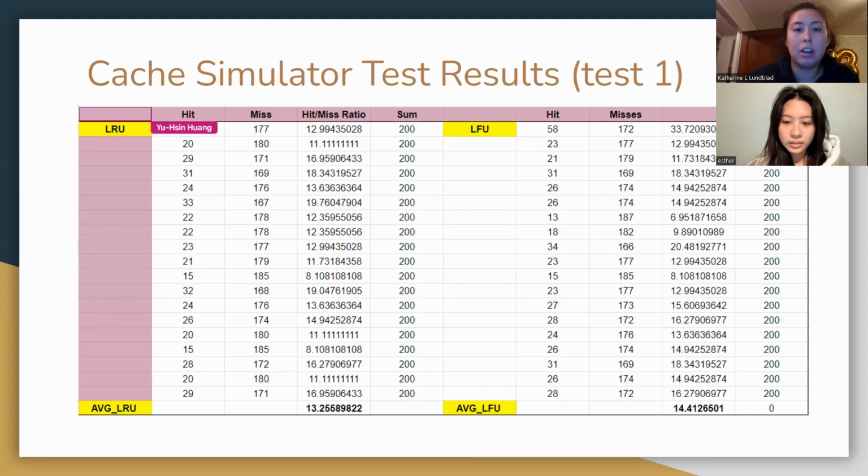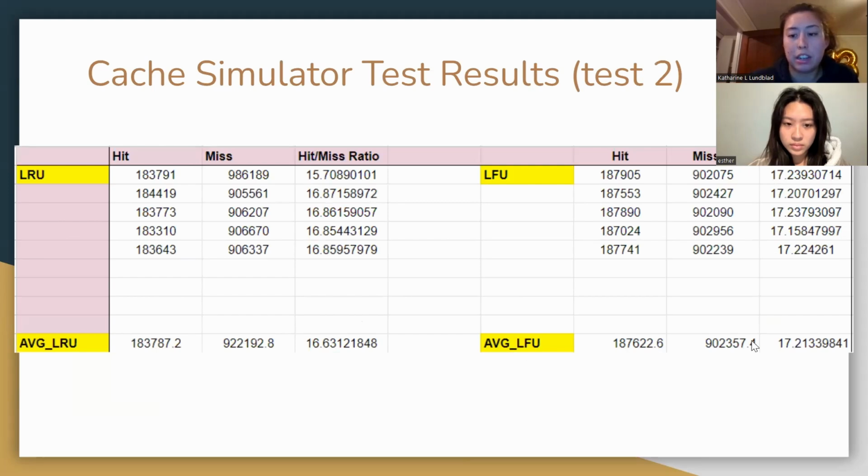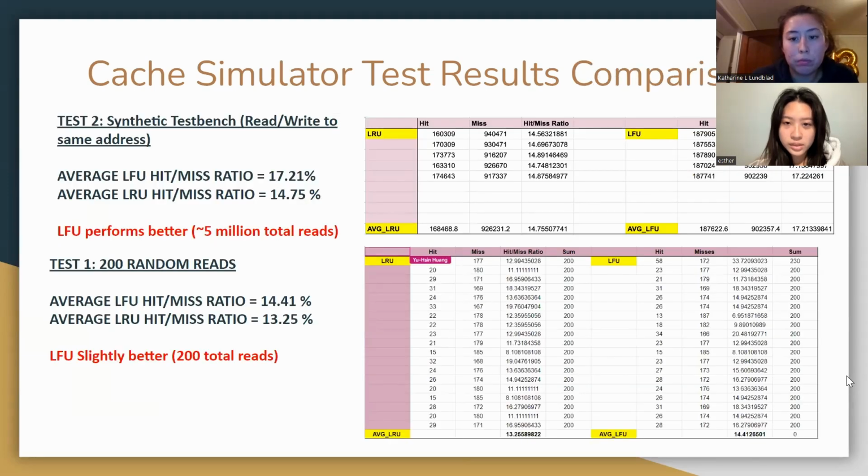And this is just some tables of the simulation results from test one showing the percent hit-miss ratio. And then this is from the second test, and you can see right here the hit-miss ratio in the tables. So this is a comparison between test 1 and test 2.